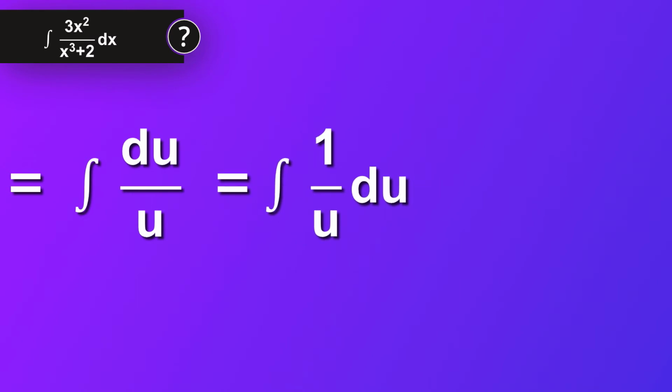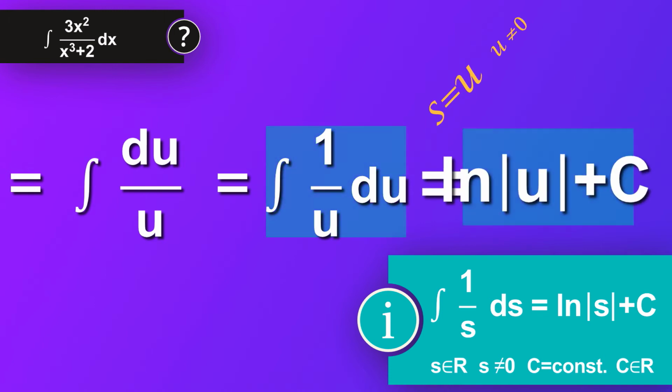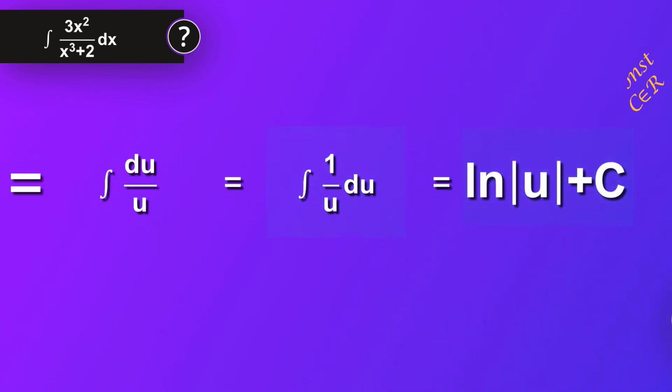Perfect! Now we can apply the formula for solving the integral of 1 divided by s by ds, which equals the natural logarithm of the absolute value of s. We also must add constant c to make sure that we have all our solutions taken into account, as our solution makes a whole class of functions, not a single one. In our case, s is equal to u. Then we've got the natural logarithm of the absolute value of u plus constant c.